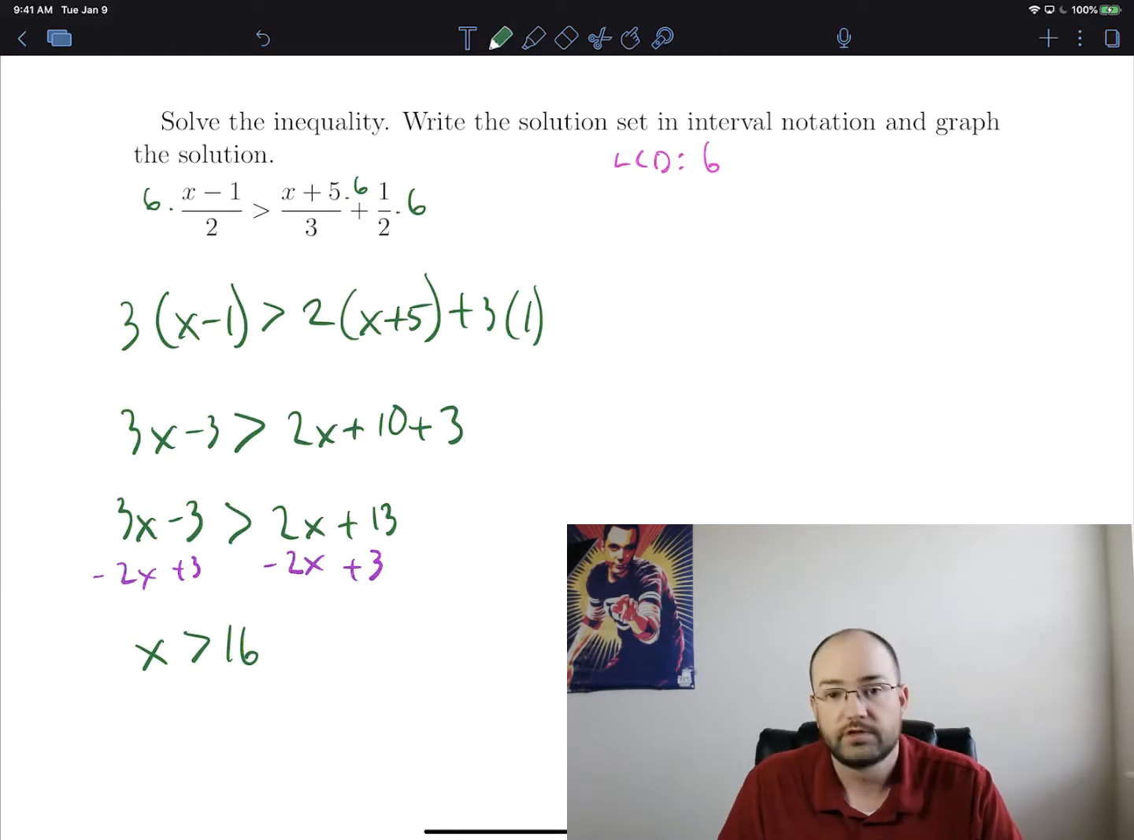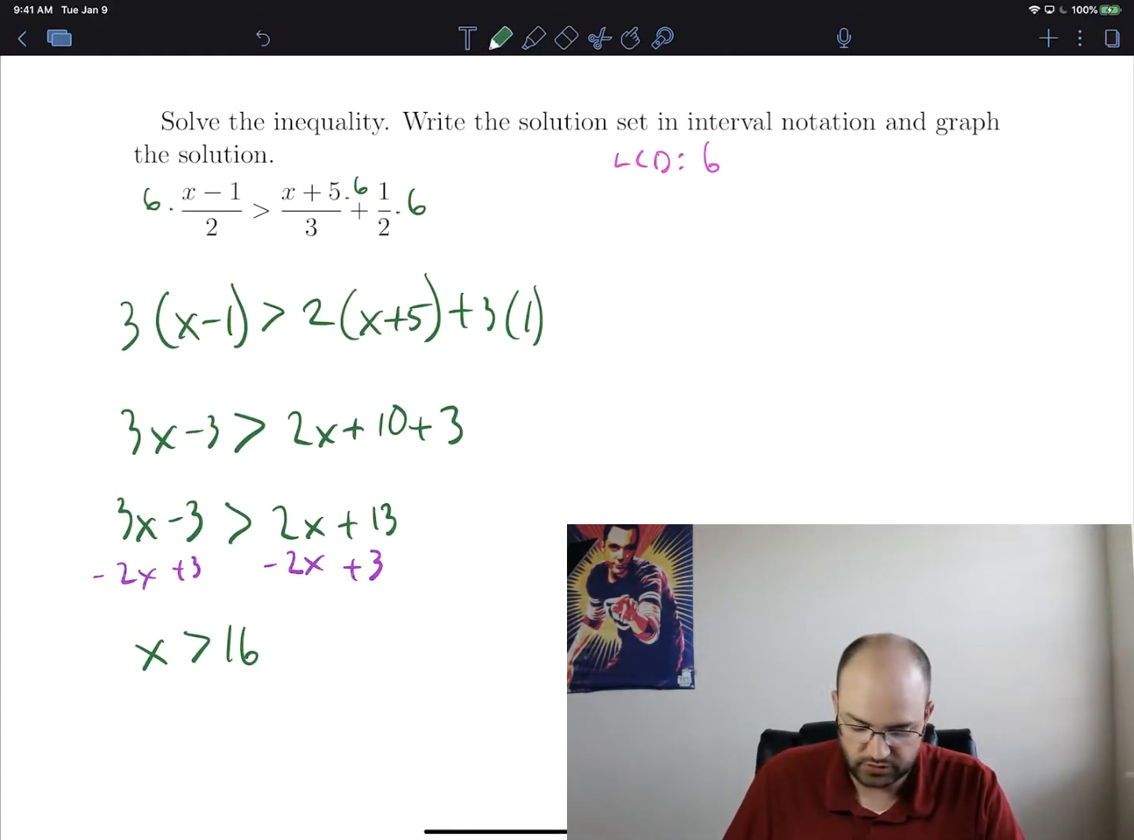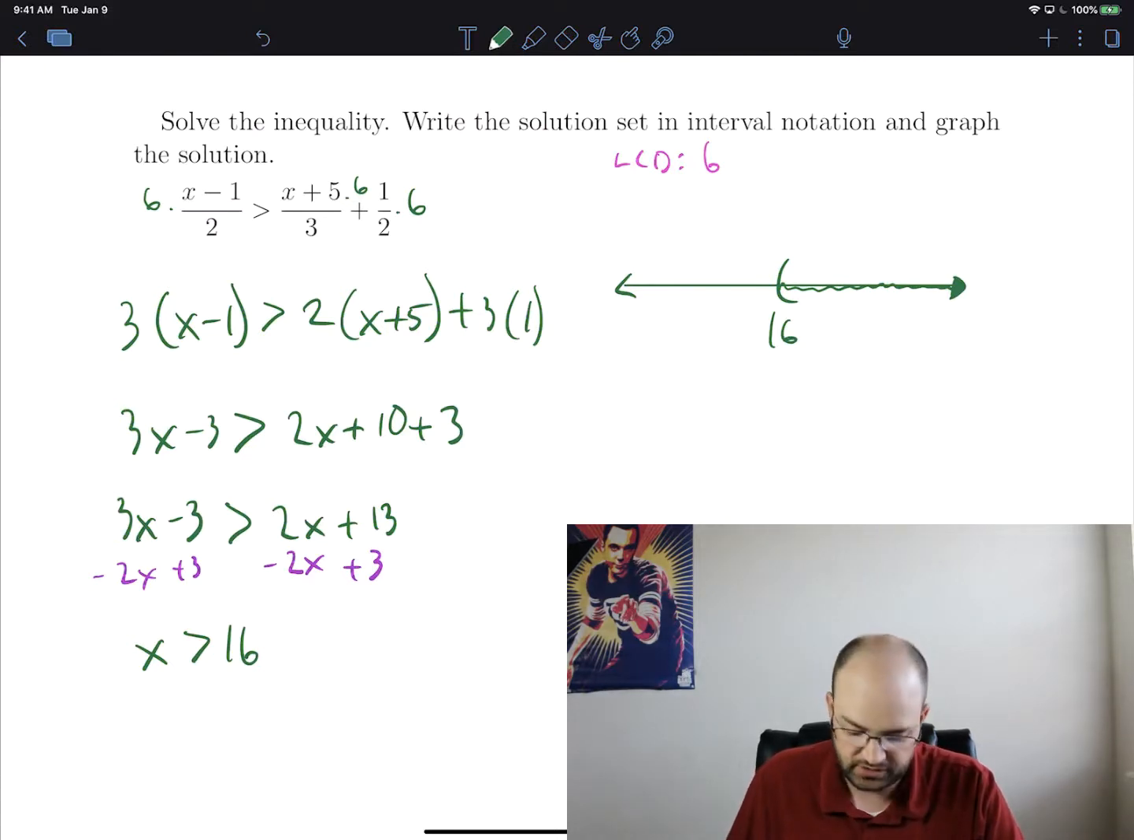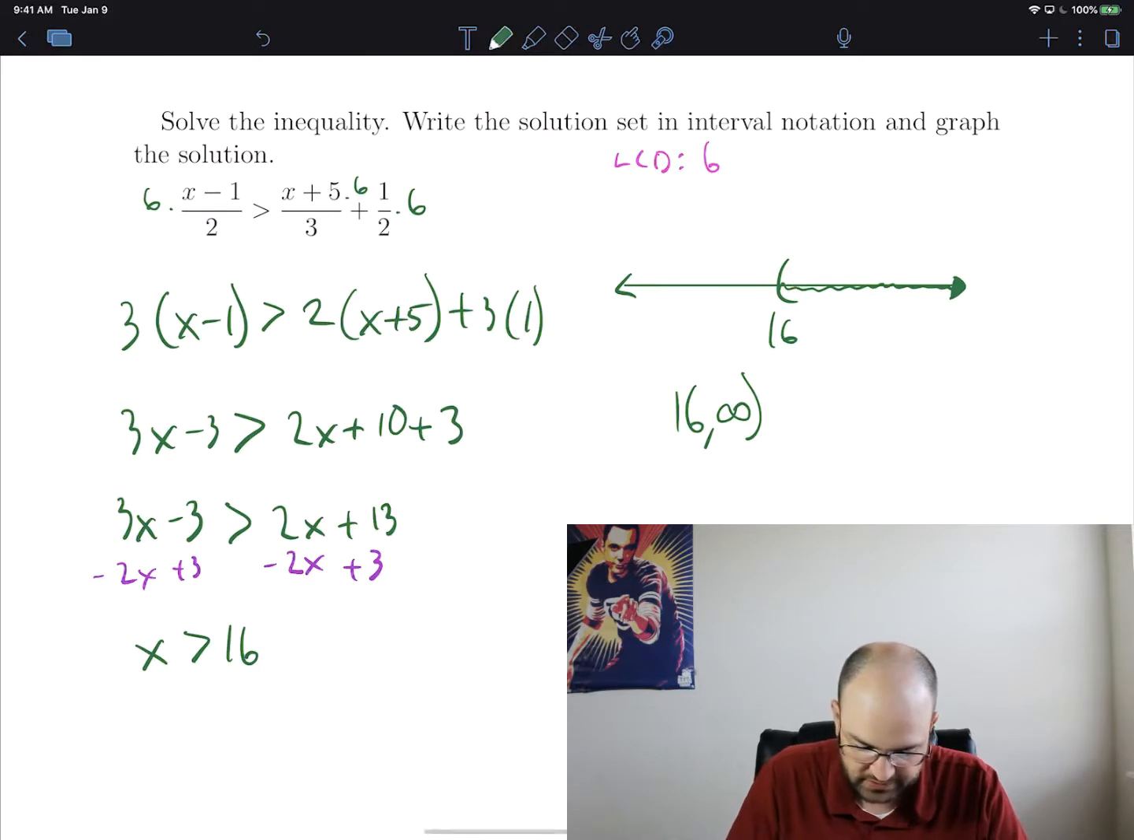Okay, so x is greater than 16. That's the solution. Let's graph it. 16 in the middle, shading to the right, and exclude the 16 because that's greater than. Good. Now for the interval notation, the very first thing from the left is 16, going all the way to the right, which is infinity. Exclude infinity always. We've already used parentheses with 16 there, so use parentheses with 16 there.